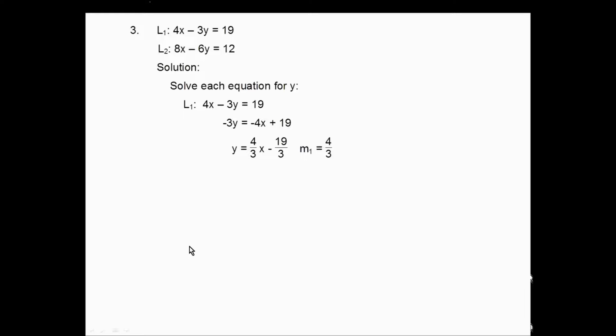Do the second line, L2. I'm starting with 8x minus 6y equals 12. Subtract the 8x. So I'll have negative 6y is equal to negative 8x plus 12. Divide everybody by negative 6. So I have y equals 8/6 x minus 2. 8 over 6 reduces to 4/3. So my m2 is 4/3.